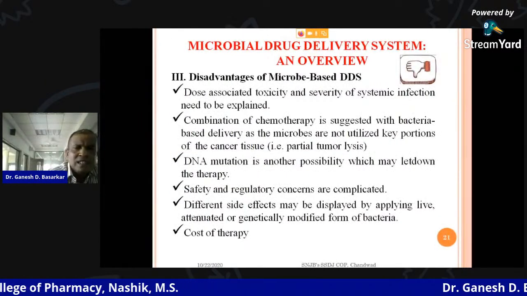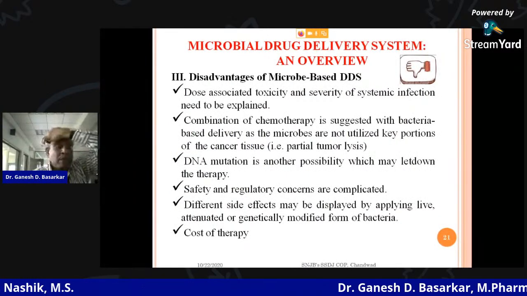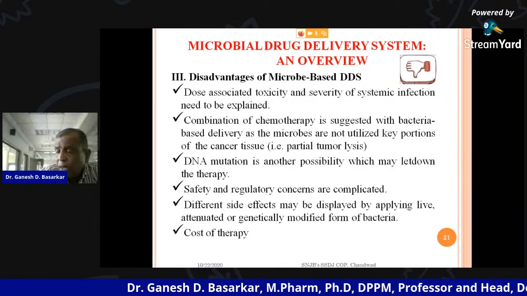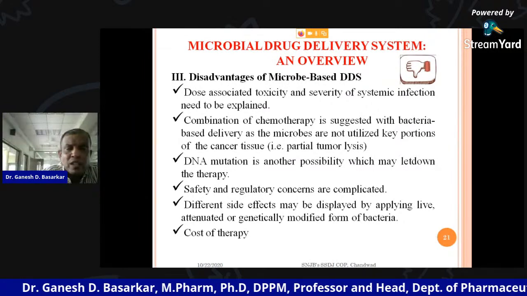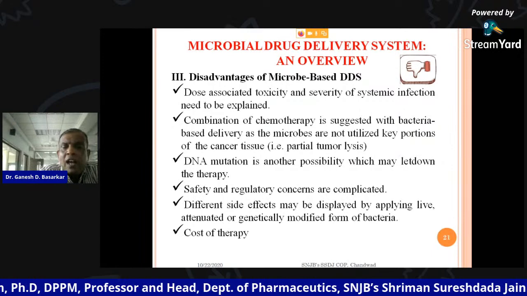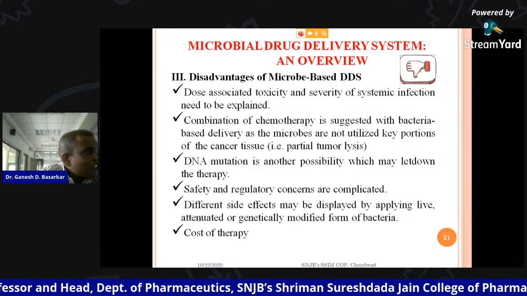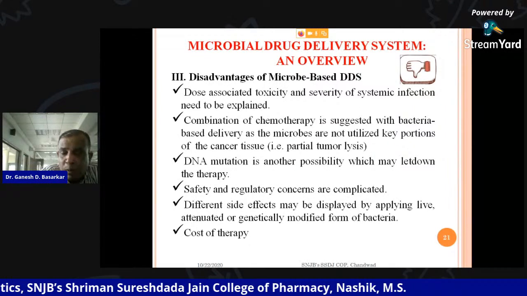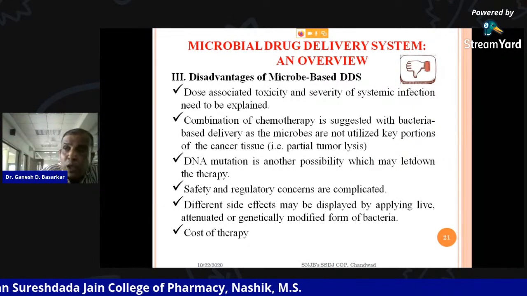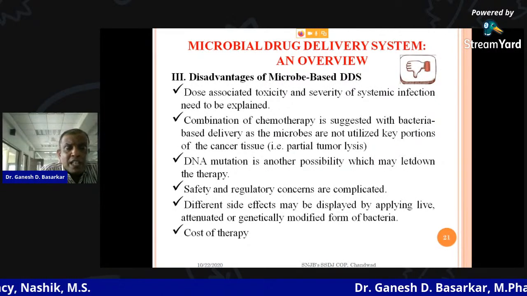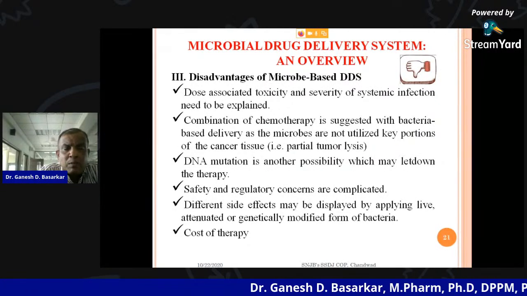Now, as for disadvantages, there may be dose-associated toxicity. Sometimes, if they are not properly formulated, there is a systemic infection. Combination of chemotherapy with bacteria-based therapy is suggested, but it does not utilize key portions of the cancer tissues. There may also be a drug loading problem, because these chemotherapeutic agents may not be properly loaded into the envelopes or the bacterial cellulose. Sometimes DNA mutation is another possibility.